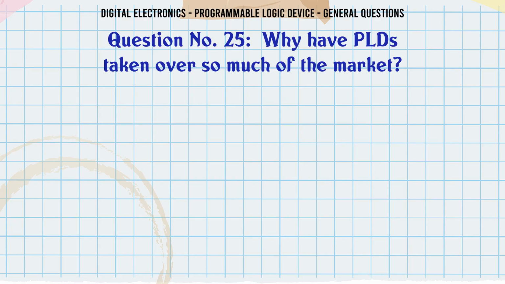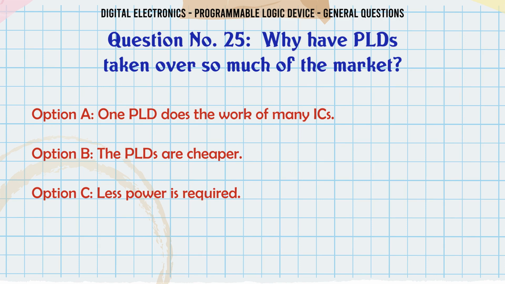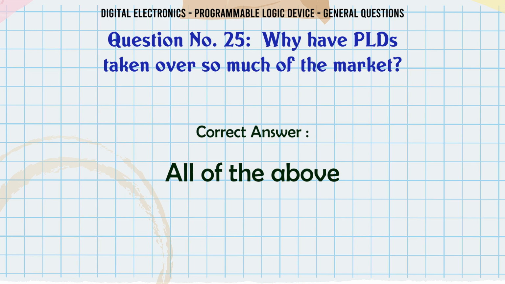Why have PLDs taken over so much of the market? A. One PLD does the work of many ICs. B. The PLDs are cheaper. C. Less power is required. D. All of the above. The correct answer is all of the above.